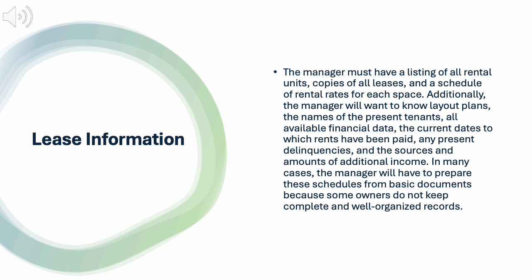Lease information. The manager must have a listing of all rental units, copies of all leases, and a schedule of rental rates for each space. Additionally, the manager will want to know layout plans, the names of the present tenants, all available financial data, the current dates to which rents have been paid, any present delinquencies, and the sources and amounts of additional income. In many cases, the manager will have to prepare these schedules from basic documents because some owners do not keep complete and well-organized records.